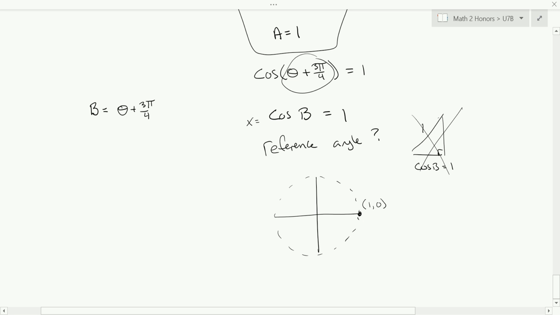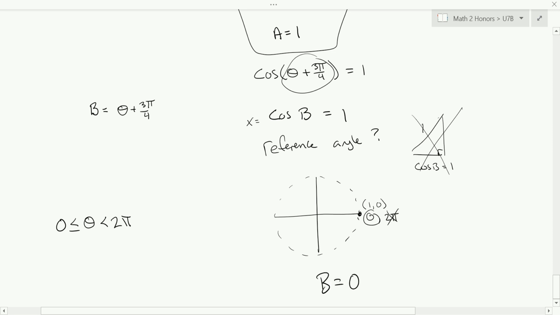And so now we found the location. Remember, we're working in radians. So how many radians are at that location? 0 radians is there. Also 2 pi. Which one should I use? Your instructions tell you which one to use. What does it say? It says 0 is less than or equal to theta, less than 2 pi. So can theta equal 2 pi? No, but theta can equal 0. So we're going to go with the 0. And so we found b is 0.